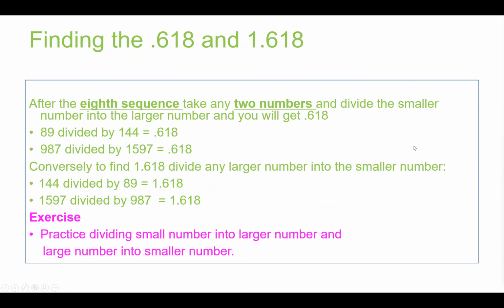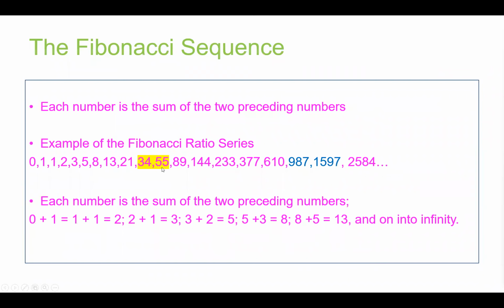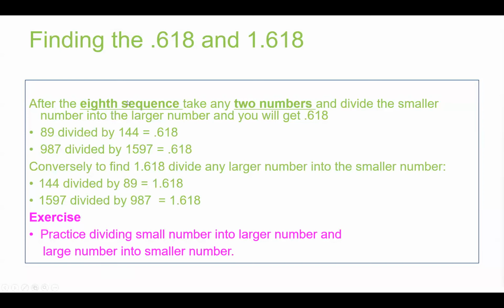Now, where it gets very interesting is after the 8th sequence. Just go back a slide. Here's the 8th sequence here. If you take any two numbers and divide the smaller number into the larger number, this is where you get the 0.618. Prior to the 8th sequence, it's very close to this, but once you get to that 8th sequence, this is where the 0.618 repeats and repeats.